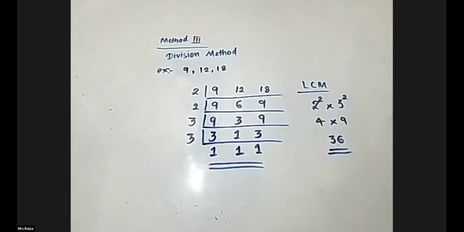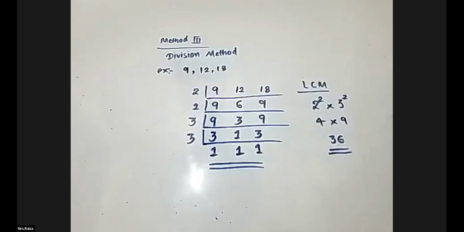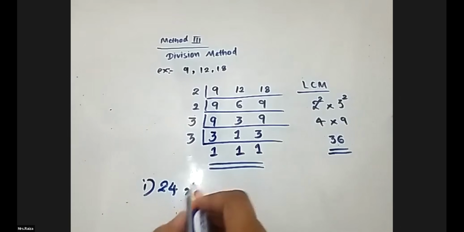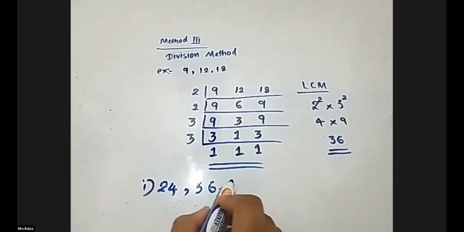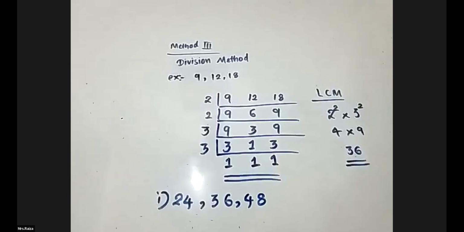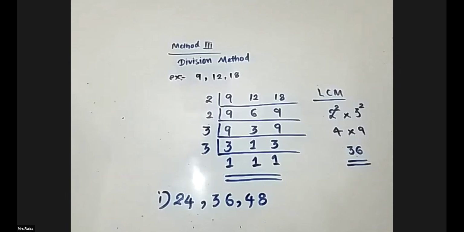Right. Now copy down the division method. Okay, I'm going to give you a question related to this division method. You have to find out the value of the LCM using the division method. The numbers I'm going to give you are 24, 36, and 48. Find out the LCM of these three numbers using the division method.